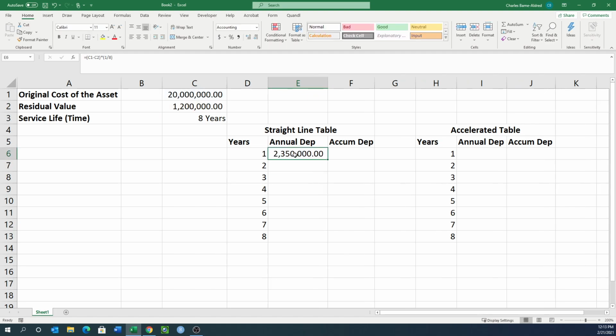And so I get that much annual depreciation. And this is not going to change. This is going to stay the same each and every year. So I can do the exact same formula because it's still going to be C1. I'll put these absolute references in there so it stays the same. And I can just copy this formula across all 8 years.